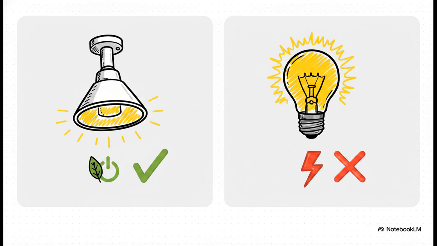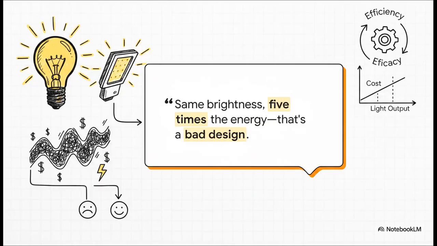For instance, a modern LED might give us 1,000 lumens for just 10 watts. An old incandescent bulb? That would need 50 watts to produce the exact same amount of light. And that is the bottom line. Choosing an inefficient fixture means your client gets the exact same brightness, but their energy bill is 5 times higher. That's not just wasteful, it's a genuinely bad design. A pro always checks the efficacy.